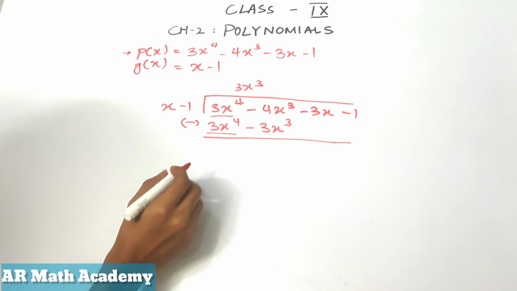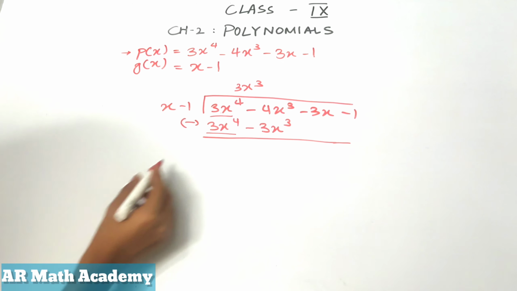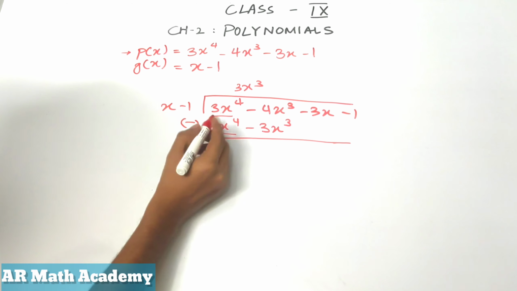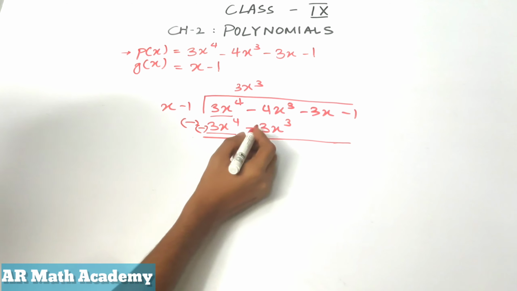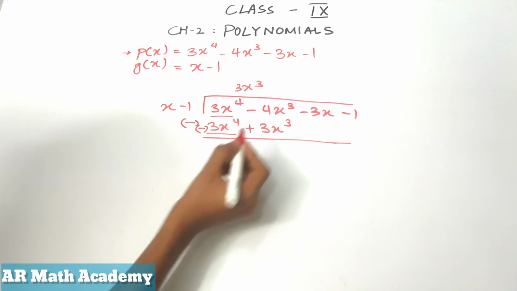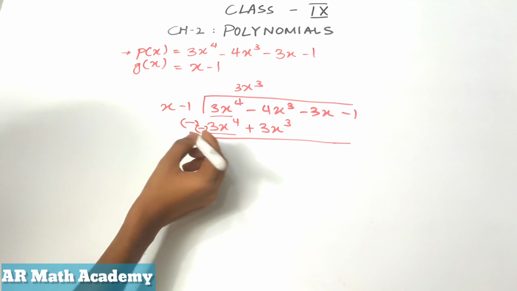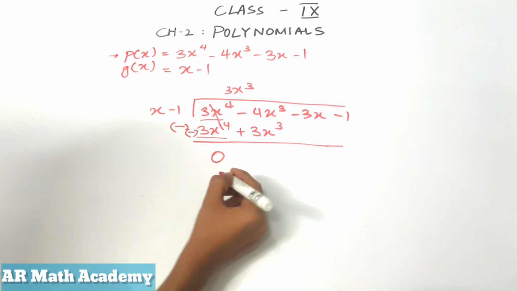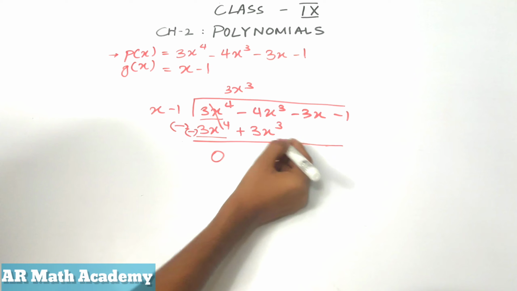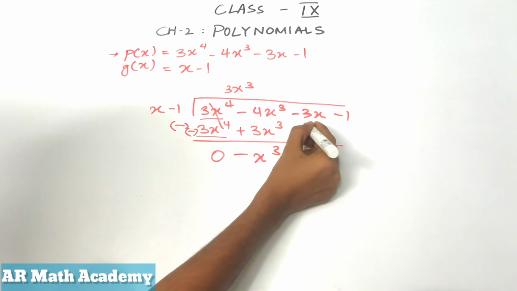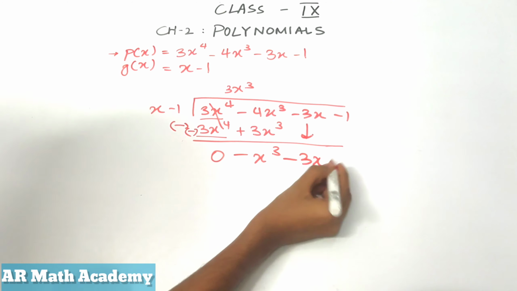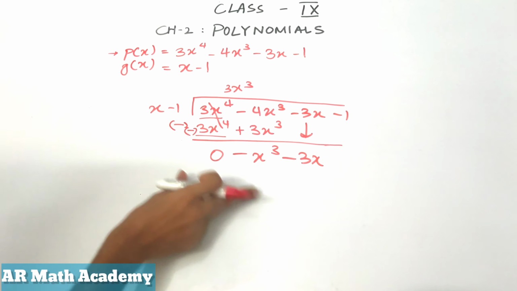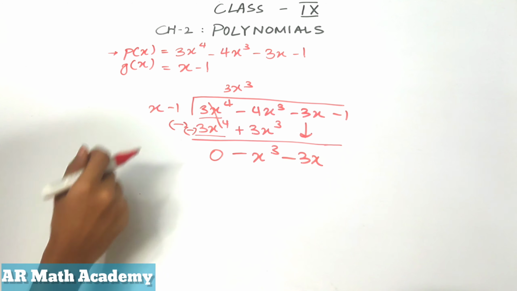So let us start with the subtraction. Now if you announce the subtraction sign, what you have to do is flip the signs. So here it is plus 3x power 4, just simply flip it with minus, and here it is minus 3x power 3, flip it with the plus. Now what you are going to do is 3x power 4 minus 3x power 4 is 0, right? So cancel it out, 0, and minus 4x power 3 plus 3x power 3 is minus x power 3. Now bring this term over here, only one term at a time. So minus 3x is brought down. Now follow along with the steps with the dividend which we started with.